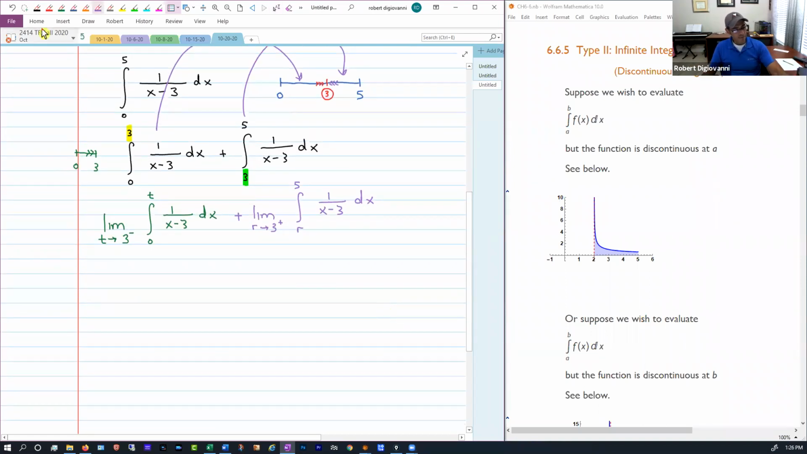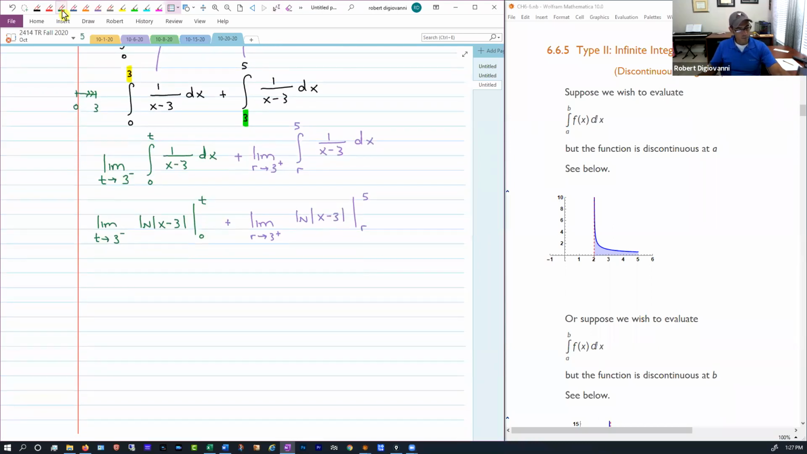Okay, we need the antiderivative. So limit as t approaches 3 from the left. The antiderivative of that we already said is natural log of the absolute value of x minus 3 evaluated from 0 to t, and then plus the limit as r approaches 3 from the right of natural log of the absolute value of x minus 3 evaluated from r to 5, which equals the limit as t approaches 3 from the left.